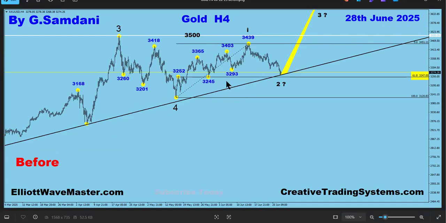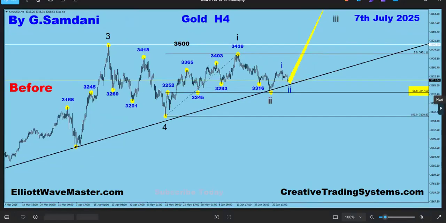Okay, right here, right? So I made it on the 28th June, right? So it's saying that this is like wave three, wave four. This is like a daily chart, but it's a little compact, right? So this is one and two, and then it's going to go to the upside. So this started to go to the upside, and this happened. So it went from here to here, and then it dropped.